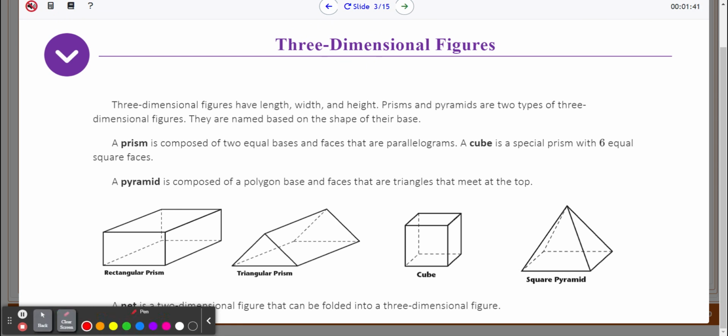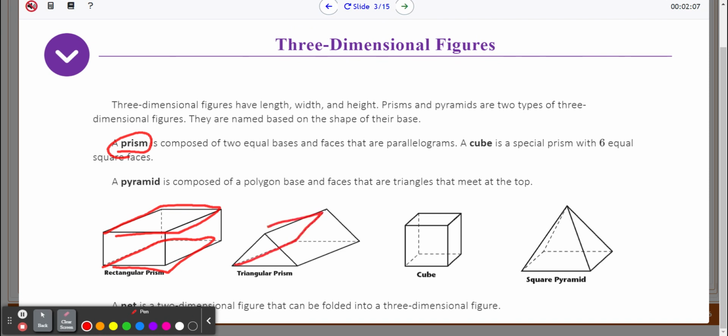So there's different vocabulary for different kinds of 3D shapes. Two major ones we're going to focus on in this lesson are prisms and pyramids. A prism is composed of two equal bases and faces that are parallelograms. If you see this rectangular prism, there's a rectangle up here and a rectangle on the bottom. Those are facing each other. Those are two equal bases.